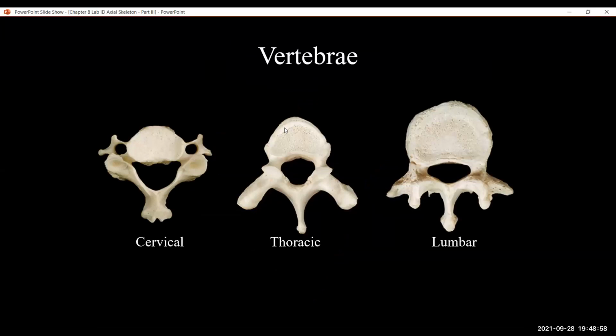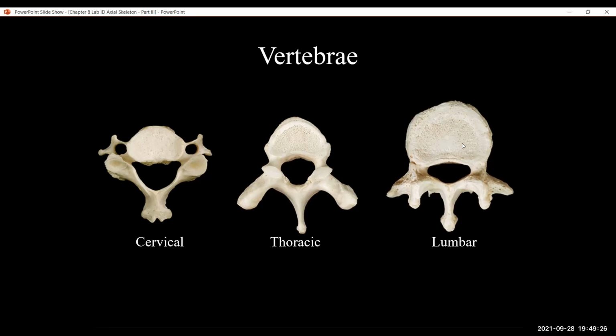All right, so this slide shows you the different vertebrae for the different vertebral divisions of your spine: cervical, thoracic, and lumbar. So when you're taking your lab test, it'll ask you to identify the structure, and then it'll also ask you, where in the spine do you find this vertebrae? Is it in the cervical, is it in the thoracic, or is it in the lumbar region?